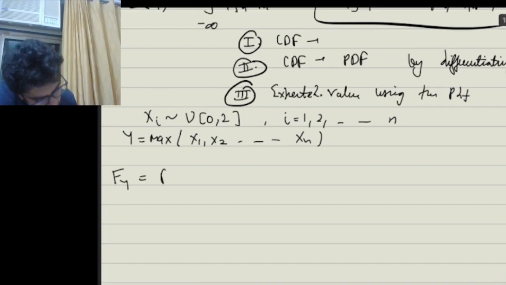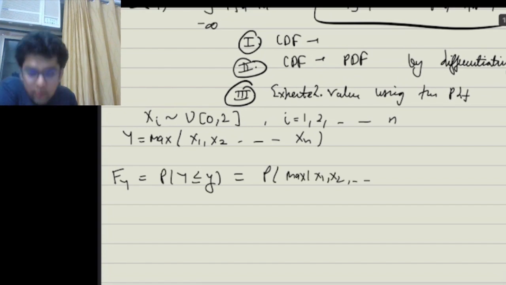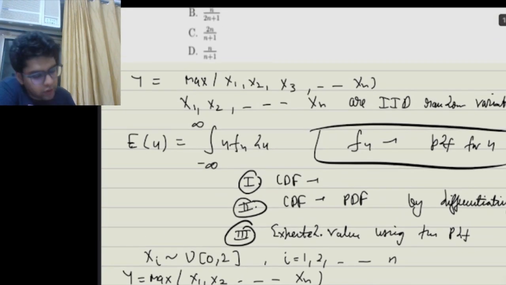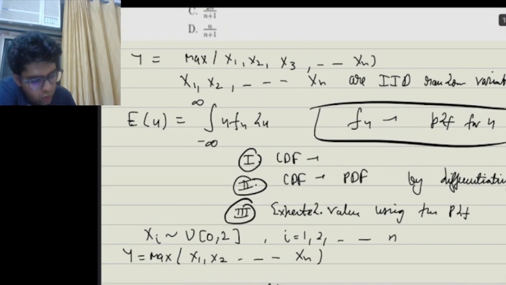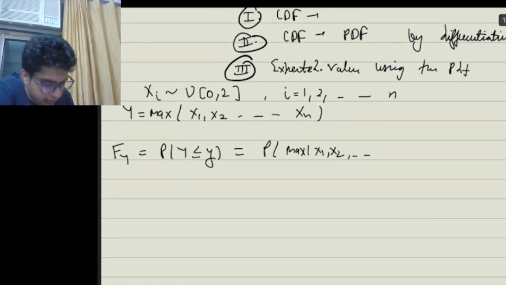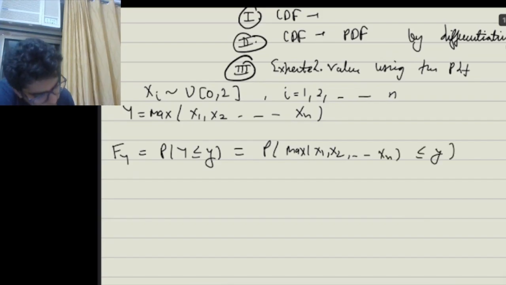So F of y is the probability of Y less than or equal to y. This gives me the probability of the max of x1, x2. See, I've already discussed this exact problem, not this question, but the whole idea of finding the CDF of the max function. I've discussed this in the previous video, so go and check that out. So the CDF we are trying to find is the probability that the max of x1, x2 till xn is less than or equal to y, right?